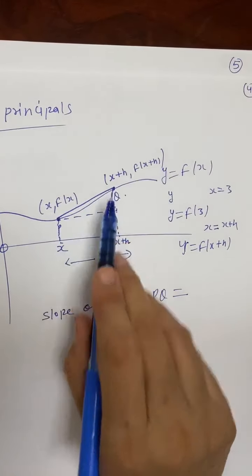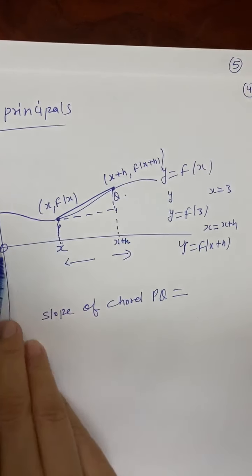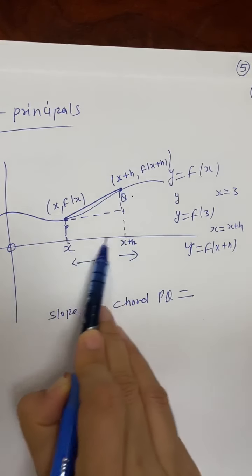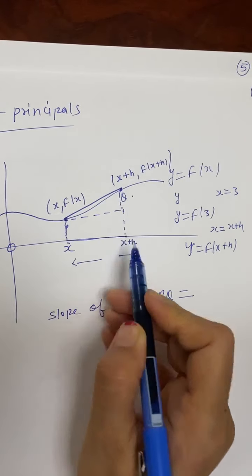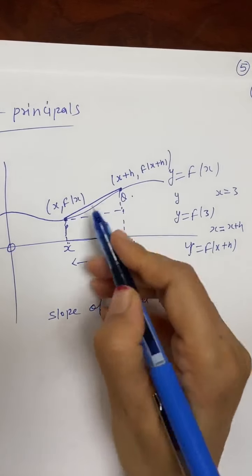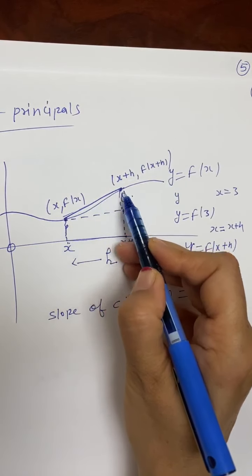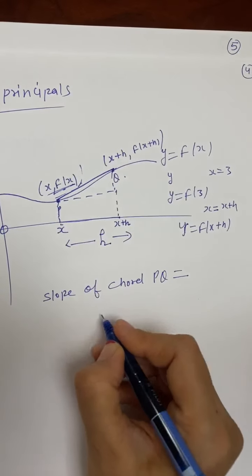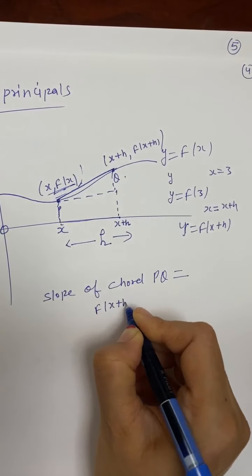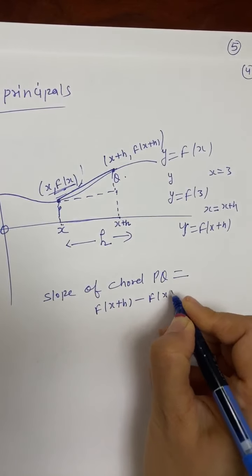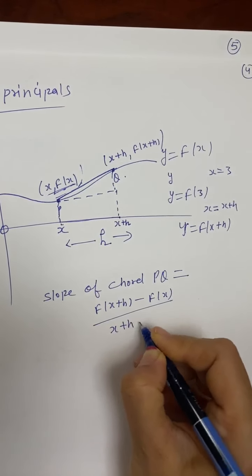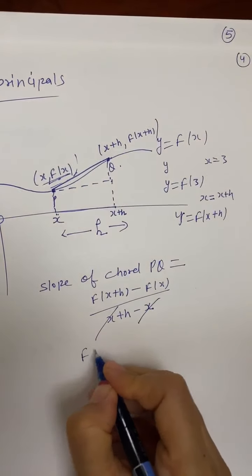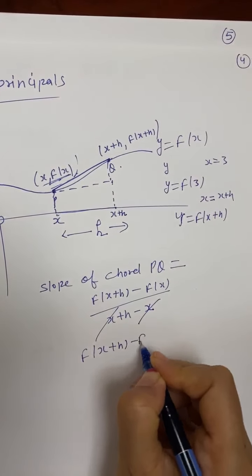Now if you have 2 points, we know this distance is x, and this distance is x plus h, which means from here to here this distance is h. Now we know how to find the slope of this chord PQ. We have both the points here. So this will be f of x plus h minus f of x divided by x plus h minus x. Now this x and x get cancelled, so you get f of x plus h minus f of x over h.